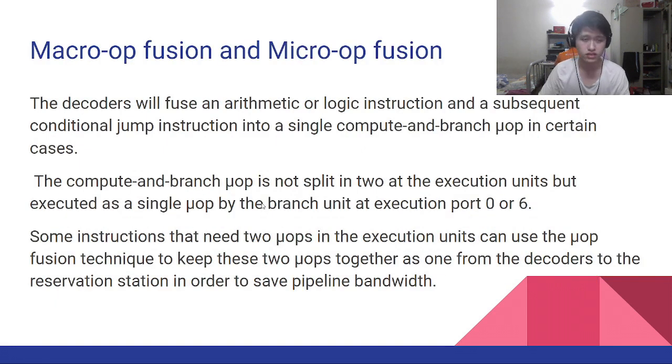We have a function in the core called macro-op fusion and micro-op fusion. The decoders will fuse an arithmetic or logical instruction and the subsequent conditional jump instruction into a single compute-and-branch micro-op in certain cases. The compute-and-branch micro-op is not split in two at the execution unit, but executed as a single micro-op by the branch unit at execution port 0 or 6.